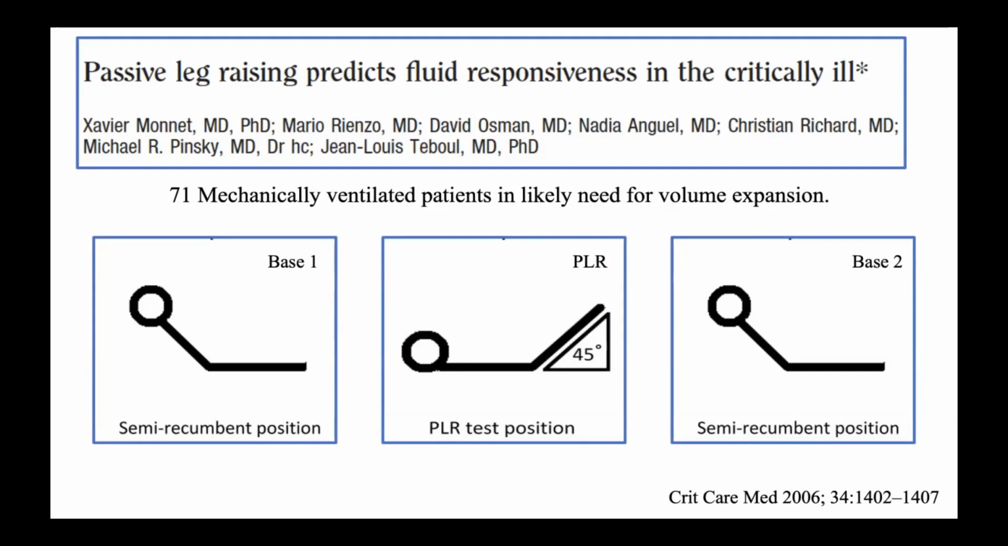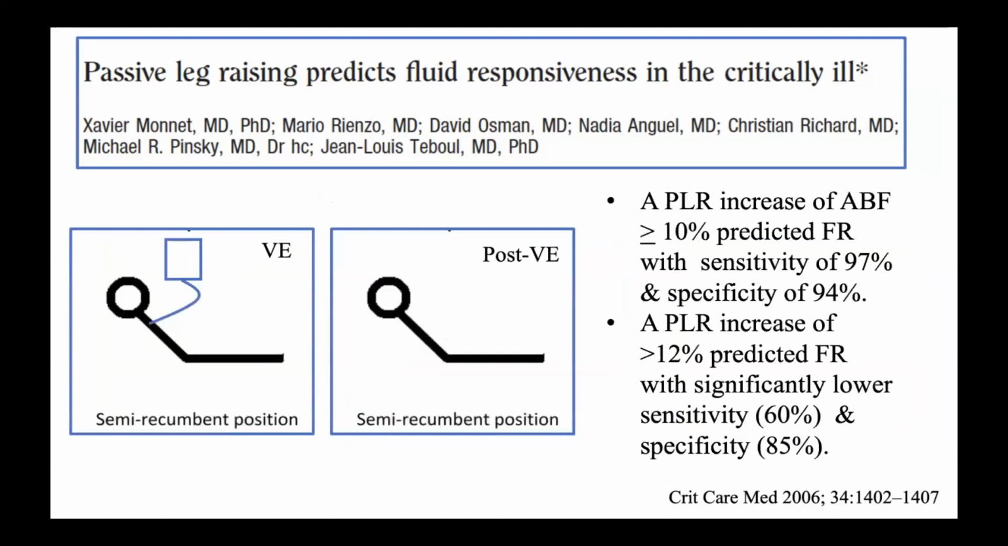After 60 seconds, come down to the semi-recumbent position again by turning the bed over to see that the pre-test status has occurred, and then the passive leg raising test is positive if the cardiac output has increased by 15%. Then we can actually do volume expansion in the semi-recumbent position and see whether the aortic blood flow has increased by 10% after giving the volume infusion.